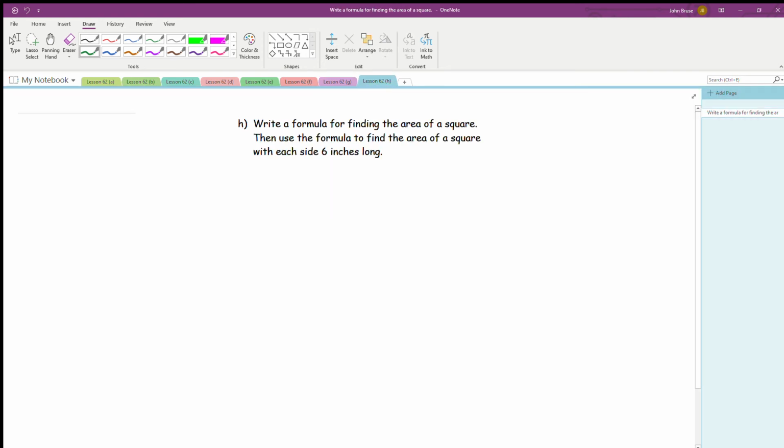And then finally we've got 1 here at the end that wants us to do a little bit more work. It says, write a formula for finding the area of a square. Then use the formula to find the area of a square with each side 6 inches long.